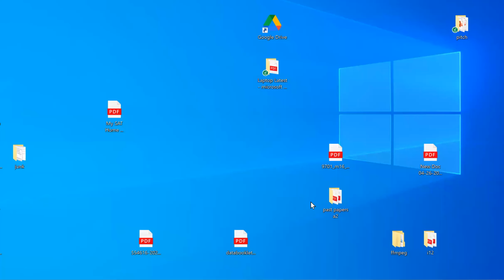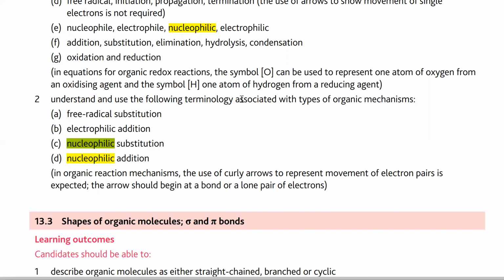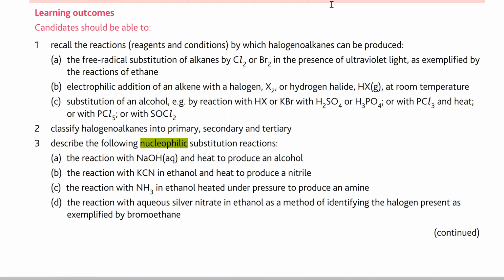And let me just double check the syllabus as well, just to confirm how much of nucleophilic substitution is left in the new syllabus. Just one second. So, the term associated with nucleophilic, we did that. Describe the following substitution reactions. Fine. Of in ethanol. Leave that, we'll do that later.